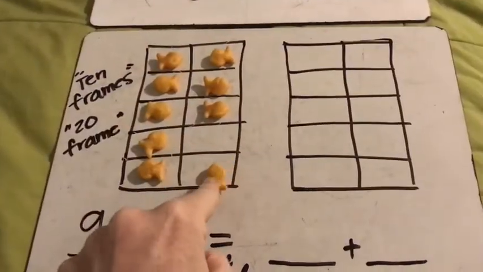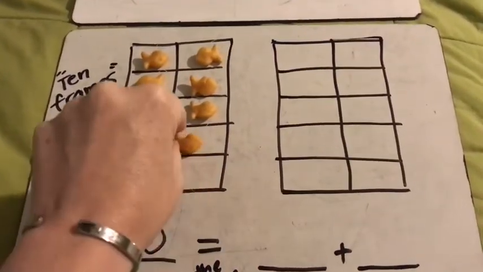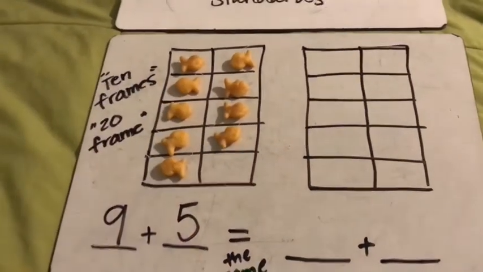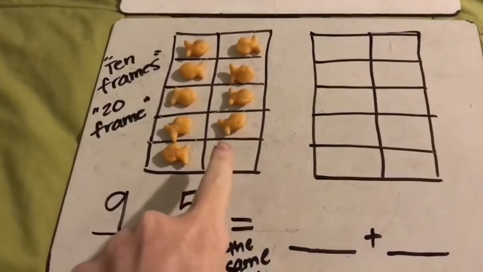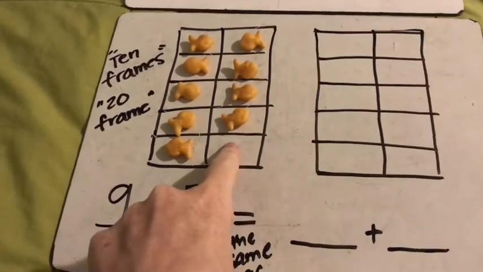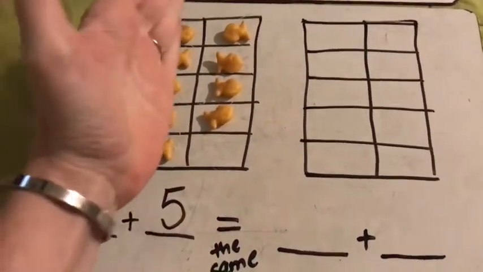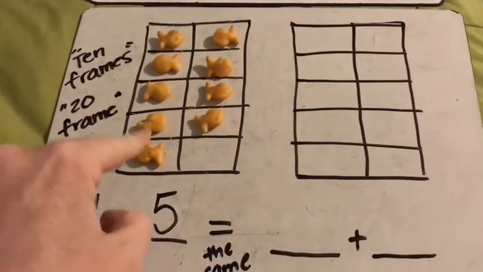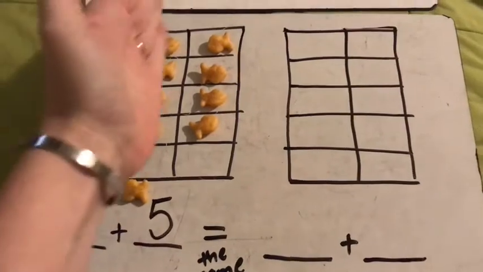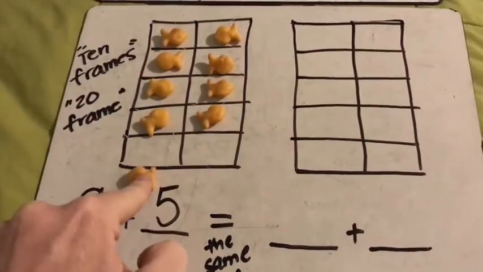So on my first 10 frame, I'm setting up 9 fish. This is a good chance to talk about what do you notice about 9. You want to notice that it's just one more, and I would have 10. Some students might also notice that it's 5 and 4. 5 and 4 is a way to make 9. Some students might even say, I see 4 and 4, and I know that's 8, and one more is 9.